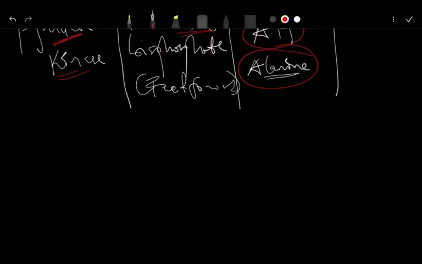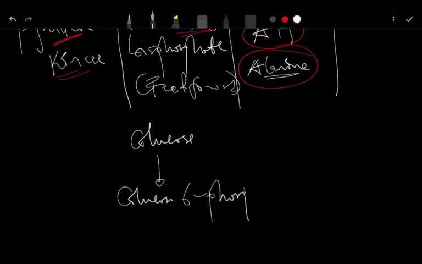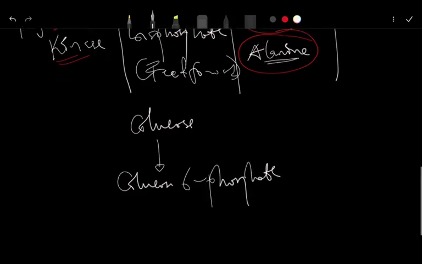Alright, welcome back. Let's now talk about that rate limiting step proper. Let's go into it in a bit of detail. Okay, we understand that we have glucose forming glucose 6-phosphate. Are you there with me?